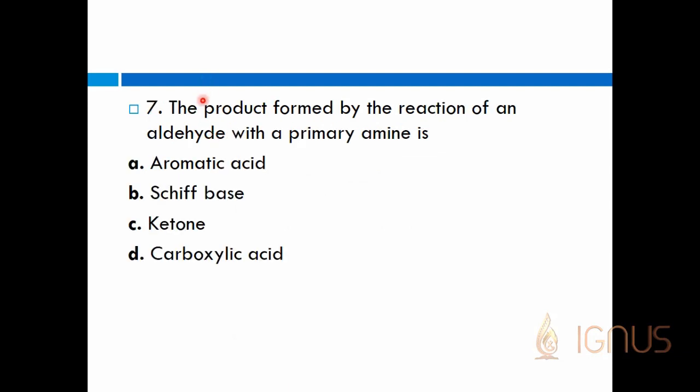Question number 7. The product formed by the reaction of an aldehyde with a primary amine is: option A, aromatic acid, option B, Schiff base, option C, ketone, and option D, carboxylic acid. Try to find the answer.